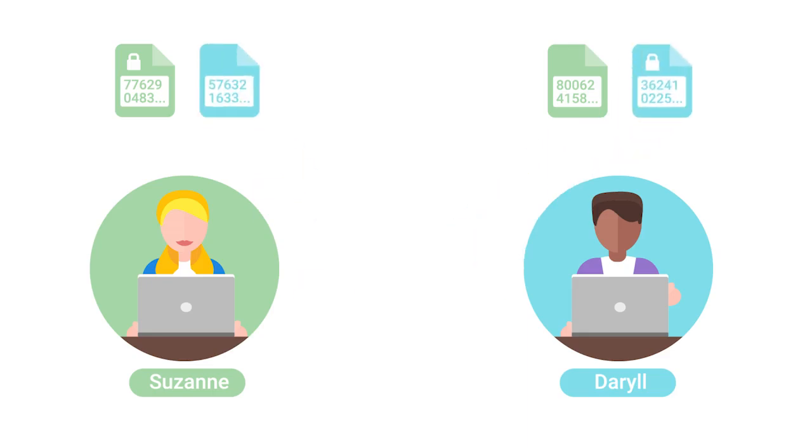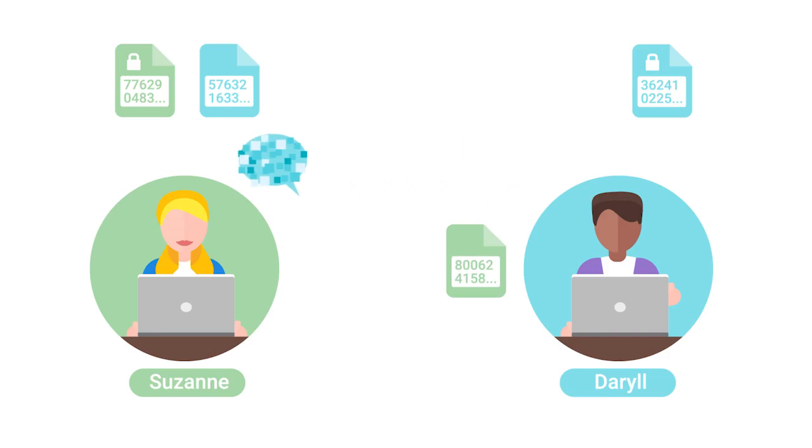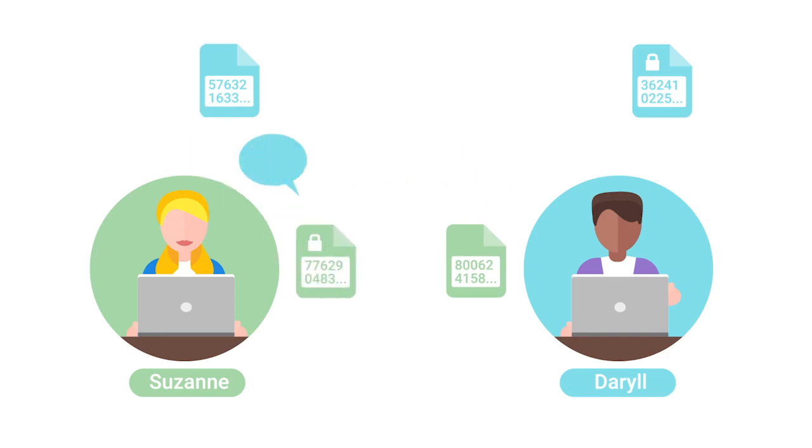Because of the relationship between private and public keys, only Daryl's private key can decrypt messages encrypted using Daryl's public key. The same is true of Suzanne's key pairs. So when Daryl is ready to reply to Suzanne's message, he'll use Suzanne's public key to encode his message, and Suzanne will use her private key to decrypt the message. Can you see why it's called asymmetric or public key cryptography?